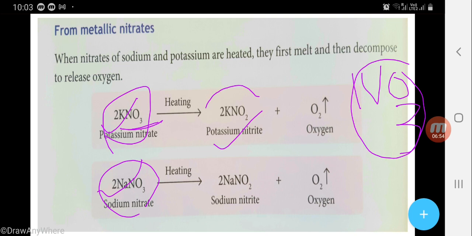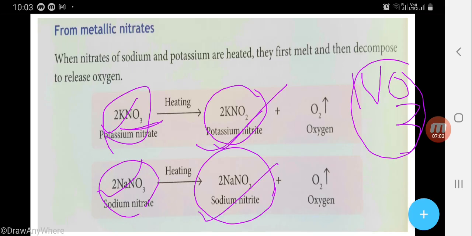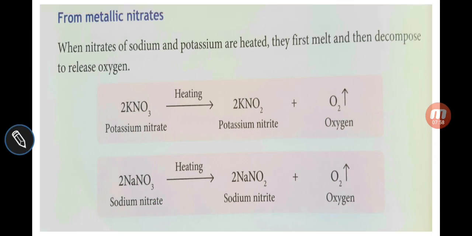And potassium nitrate and sodium nitrate are heated strongly, or they get melted on heating, and they form potassium nitrite and sodium nitrite. NO3 is a nitrate, NO2 is a nitrite. And what are they producing on heating? Oxygen gas. On heating, nitrate means NO3, they will decompose from nitrate to nitrite. You can see KNO3 is decomposing into KNO2, and NaNO3, sodium nitrate, is decomposed into NaNO2, that is called sodium nitrite, and along with that you will get oxygen. So this is the method in which you can prepare oxygen gas by heating metallic nitrates. It's very clear, and please note down in your copy.